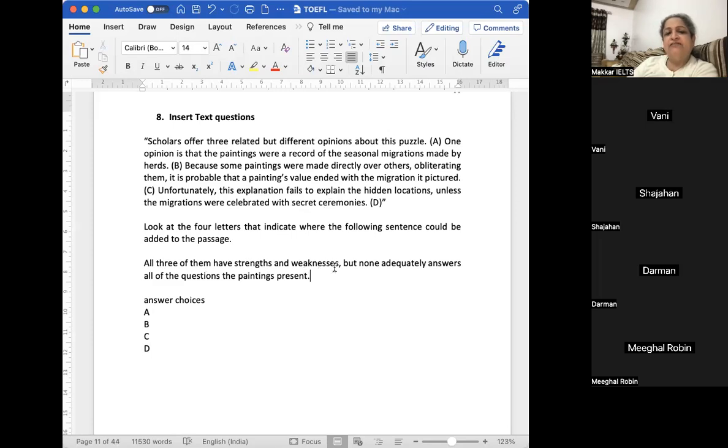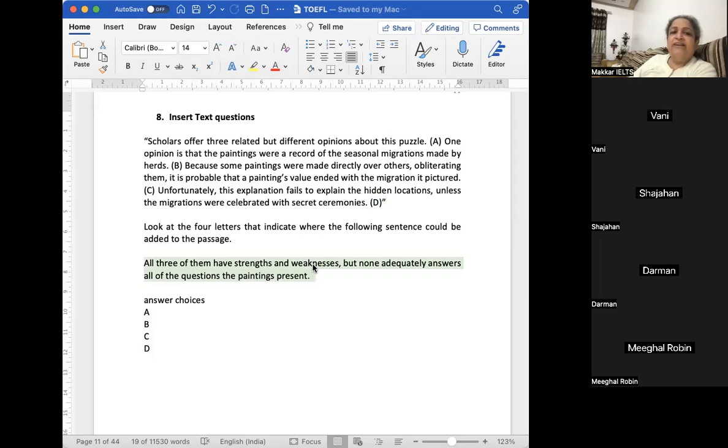All three of them have strengths and weaknesses. All three of them, but only one opinion is given, and the second and third opinions are not given at all. So this cannot come at the end, in the place of D, because all three should be given before it. So cross out D. Here one opinion is given and carried forward, and then unfortunately that opinion's explanation fails to explain hidden locations. So where can you put all three of them have strengths and weaknesses? B. Okay, let us read it by placing it there.